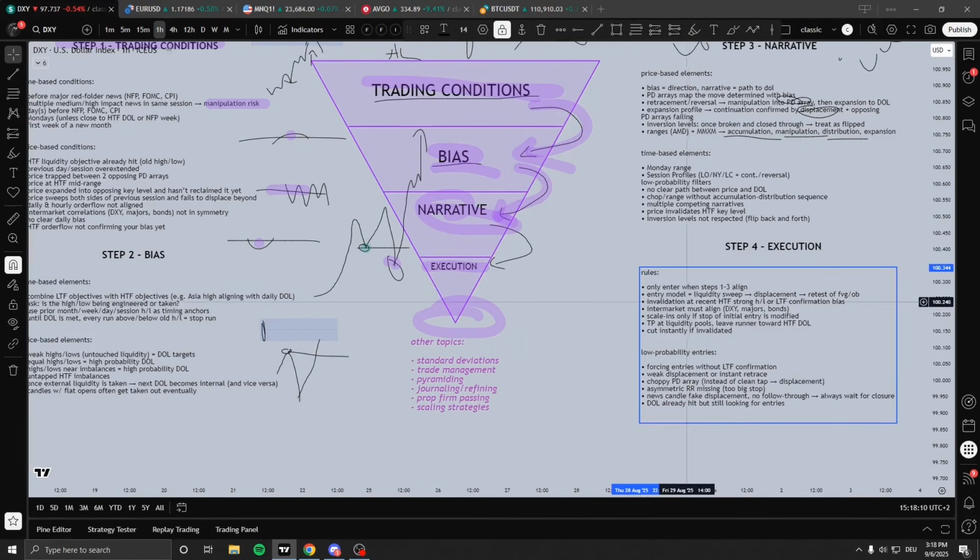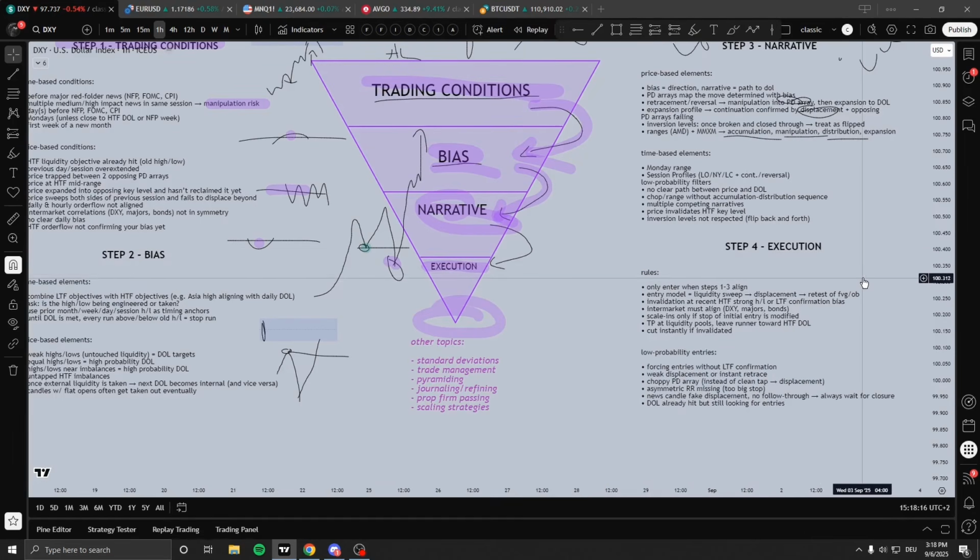So entry model is always the same. You want a lower time frame stop run and then displacement. Then a retest of an inversion fair value gap or order block as an entry, with invalidation at a recent higher time frame strong high or low if you choose to enter on a turtle soup entry. Or if you use a lower time frame confirmation, then obviously the lower time frame strong high or low becomes the invalidation.